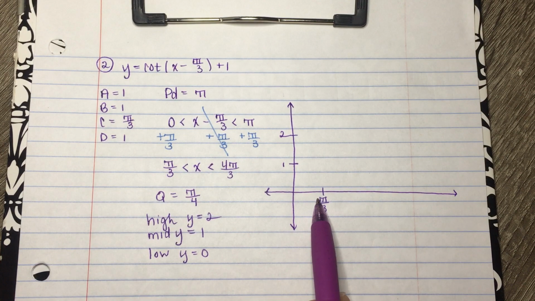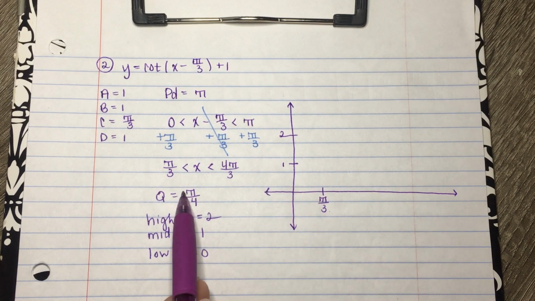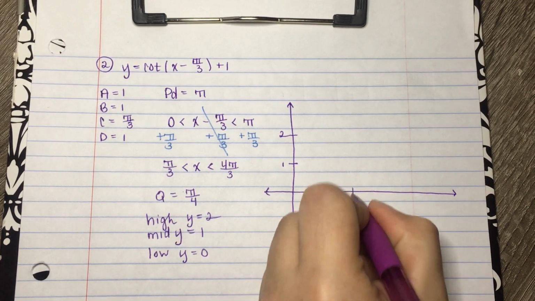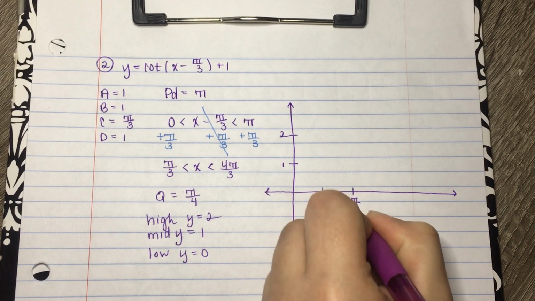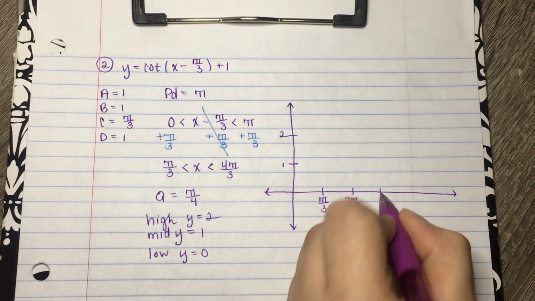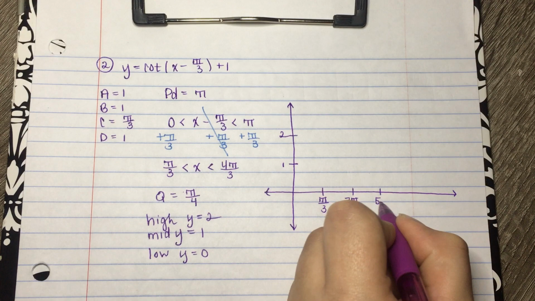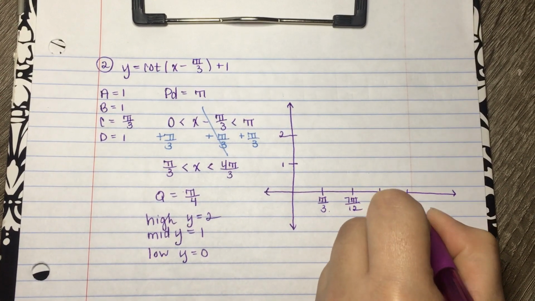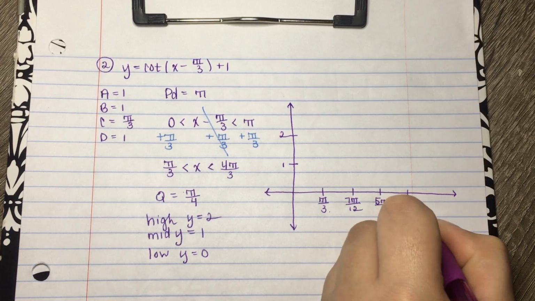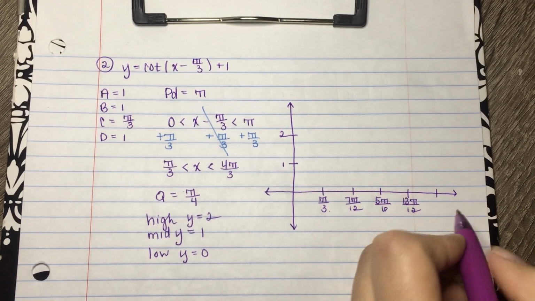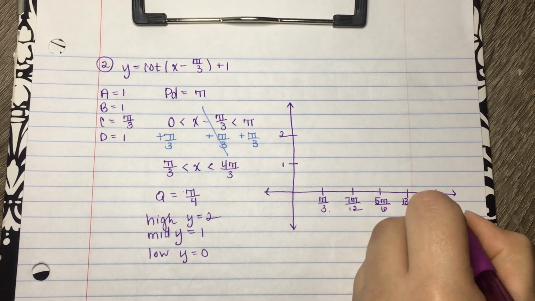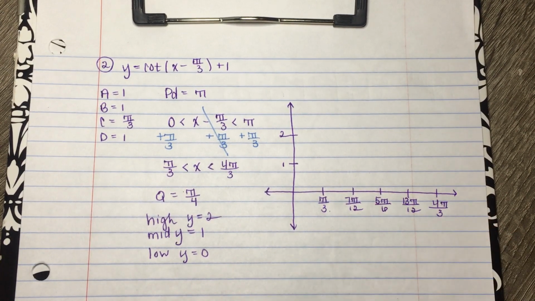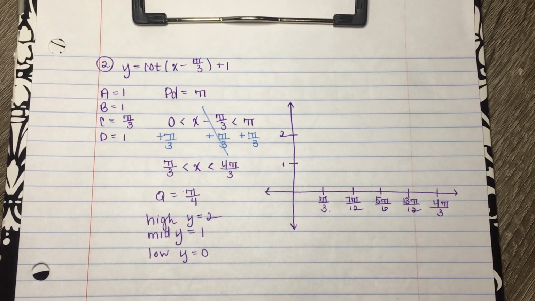But this is going to be like 4 pi over 12 plus 3 pi over 12, and that's going to be 7 pi over 12. And then we're adding another 3 pi over 12. That's going to be 10 over 12, which is 5 over 6. And then we're adding another 3 over 12, so that'll be 13 over 12. Another 3 will be 16 over 12, and then that's going to be our 4 over 3. All right, so if you're not comfortable with that, that's okay.